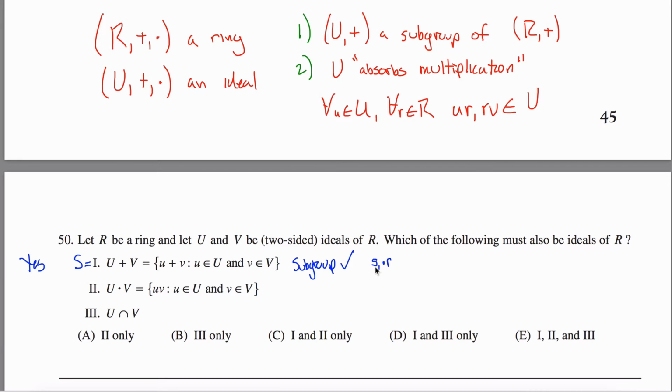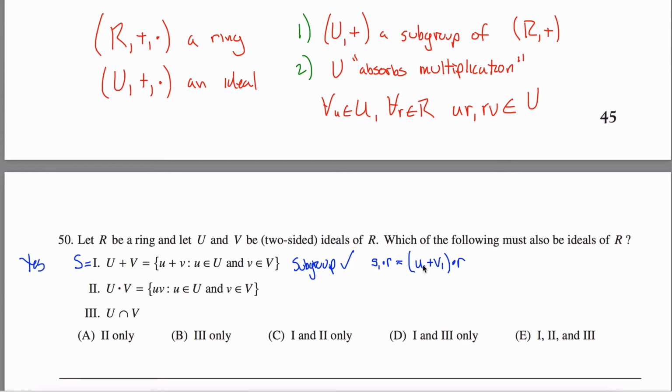So I want to show that this product right here is an element of S. So how am I going to do that? Well, because S1 is an element of S, by definition, S1 must be the sum of an element from U and an element from V. So I can call them U1 and V1.